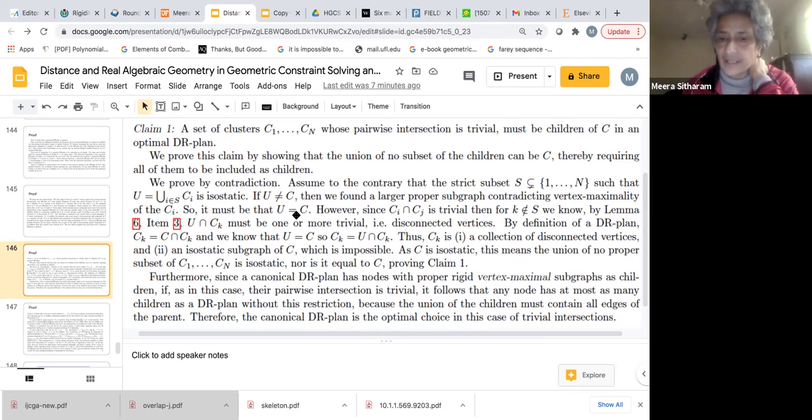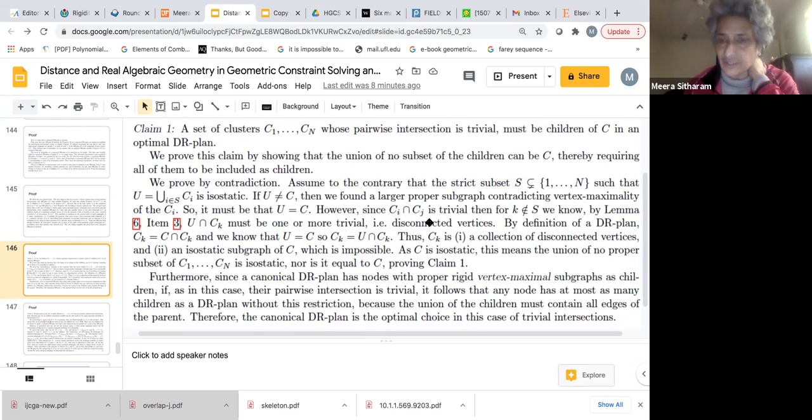So in other words, in any node of the DR plan, if you look at the set of children, it's sort of like a minimal subset whose union is rigid. If you took any proper subset of them, it would not have been rigid. That was a slightly different condition than this vertex maximality, the rigid vertex maximal proper subgraphs, but here we are using that property. So we would have found a larger proper subgraph contradicting vertex maximality, so it must be that U equals C.